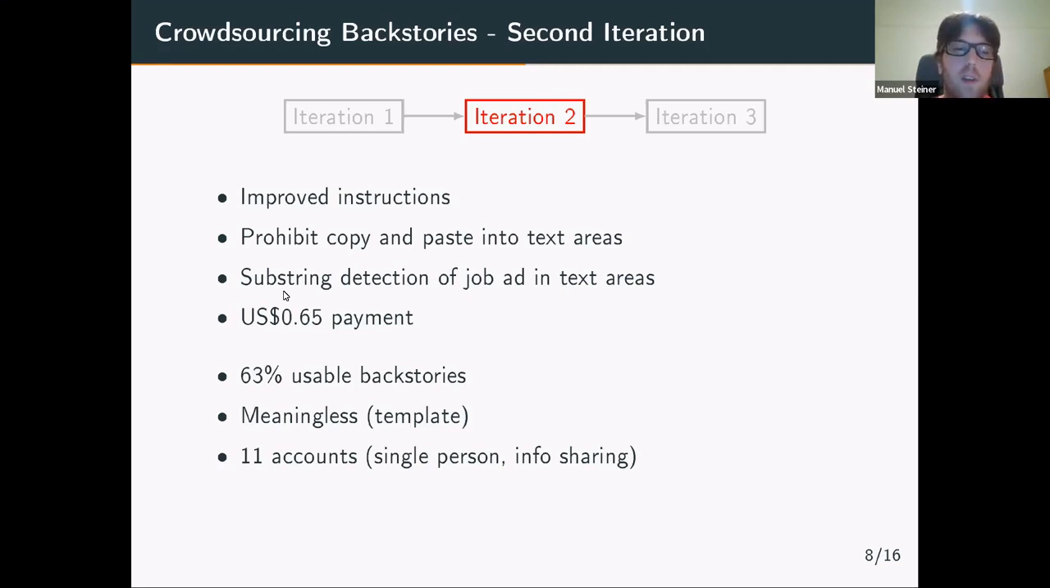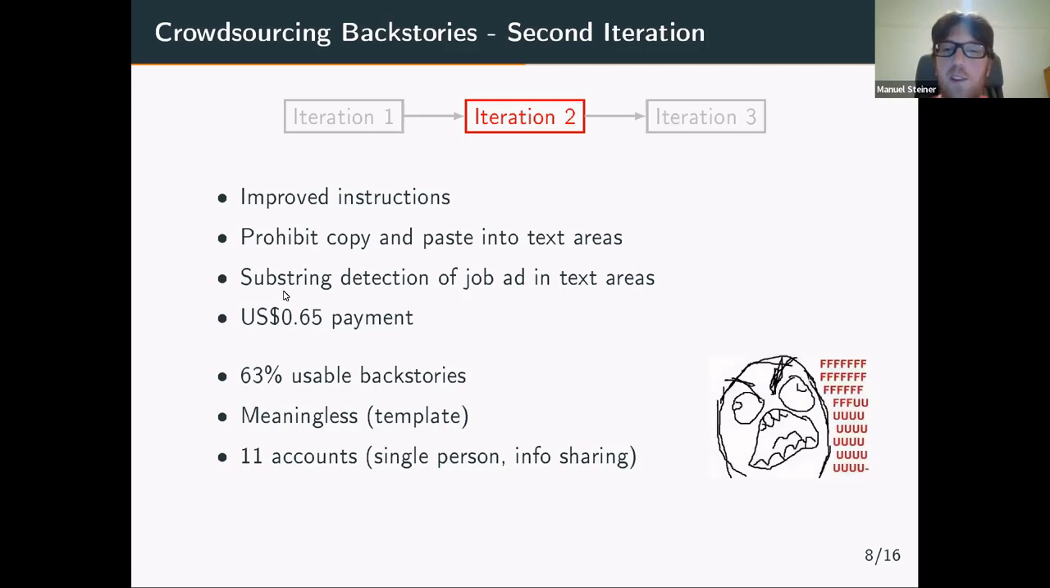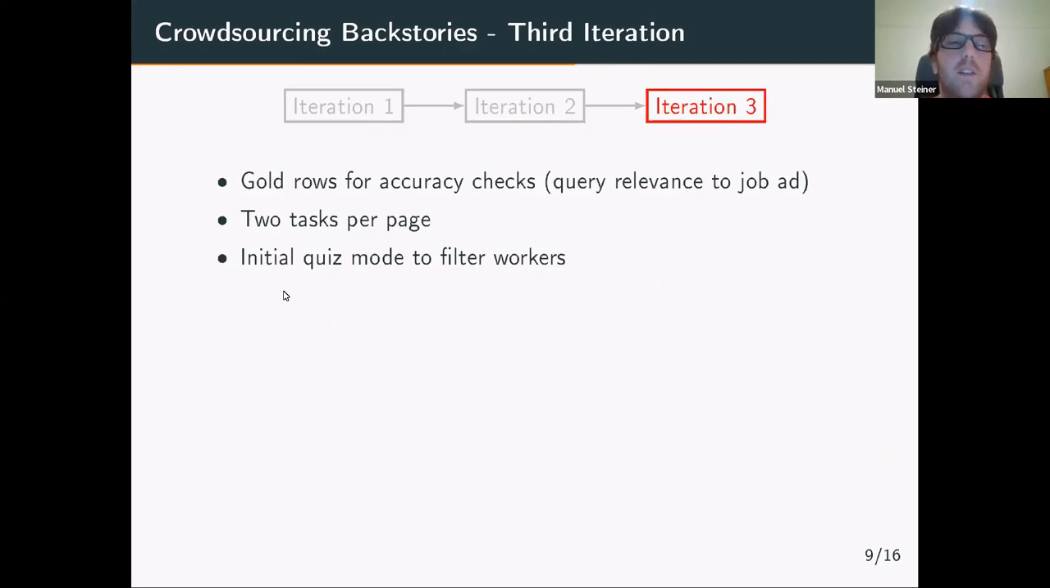Since the usable backstories dropped, you could imagine my face. I wasn't really happy about that. So in the final iteration, we employed worker accuracy checks by a so-called initial quiz mode to filter workers before they could even start on our experiment.